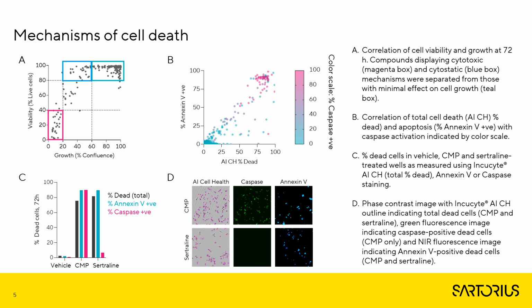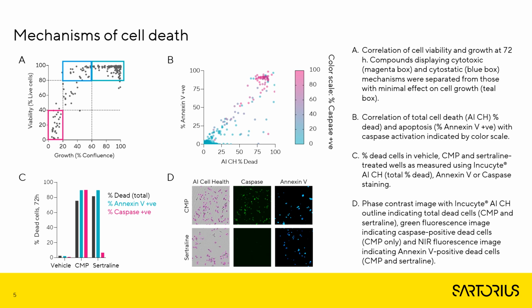So where the cells displayed high growth and viability, the compounds had minimal effect. Where they had high viability but low growth, this indicated that compounds are cytostatic, as they're preventing the cells from proliferating without inducing cell death. In the cases where viability and growth are both low, this indicates that the compounds are cytotoxic.